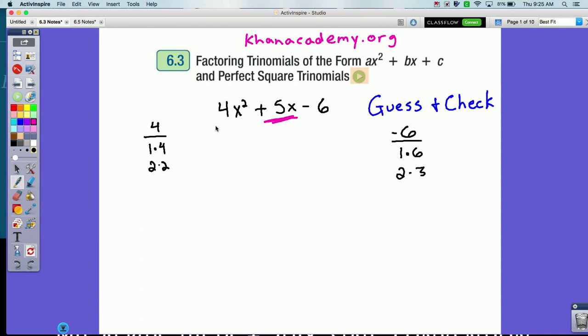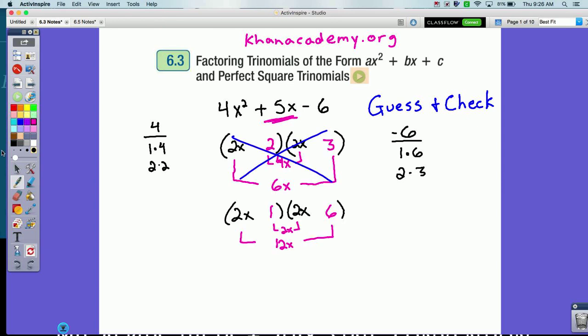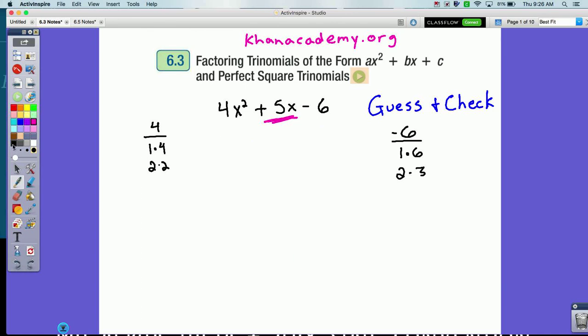The other way, instead of saying 2x times 2x in order to get the 4, let me try the 1 and the 4. So 1x and 4x. All right, and now I try the other combinations with the 2 and 3 or the 1 and 6. So let me try the 2 here and the 3 here.